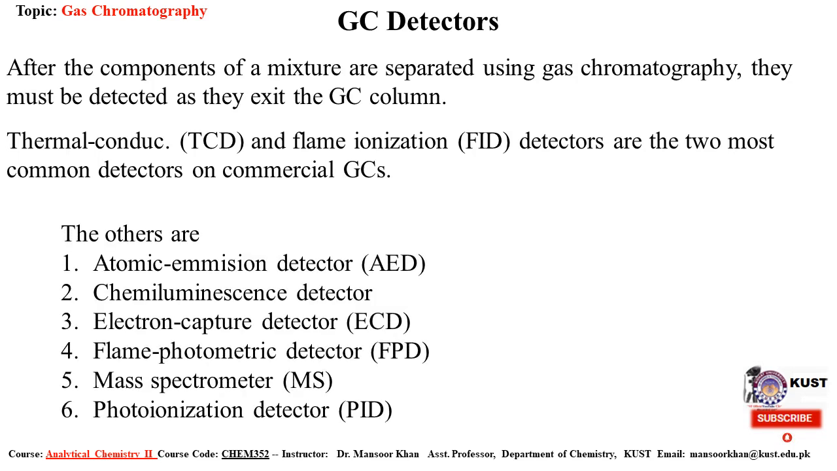The others are the atomic emission detector, abbreviated AED, the chemiluminescence detector, electron capture detector, flame photometric detector, mass spectrometer, and photoionization detector. Various types of detectors can be used, each with its own mechanism, but the most common detectors used in gas chromatography are the thermal conductivity detector and the flame ionization detector.